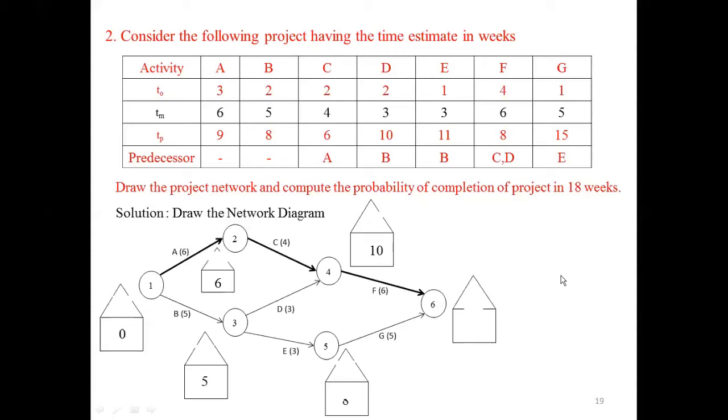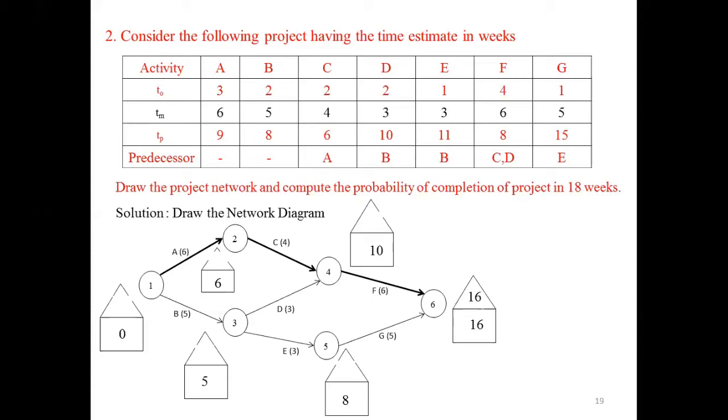Then next, for node 6, we have 2 arrow marks. If you consider from node 4, 10 plus 6 will get 16. 8 plus 5 will get 13. The maximum is 16. Here you would write 16. Whatever value you got, the same value you would write in the triangle.